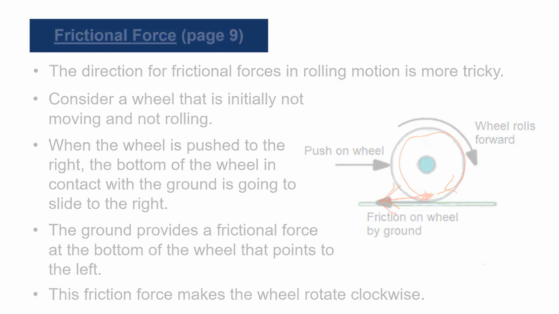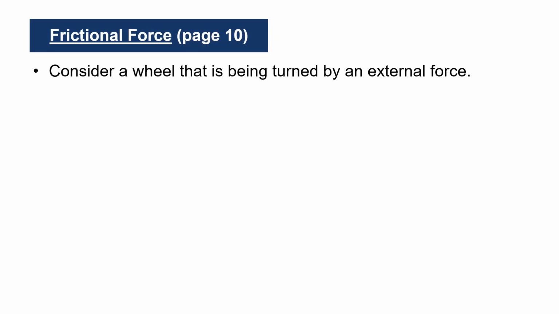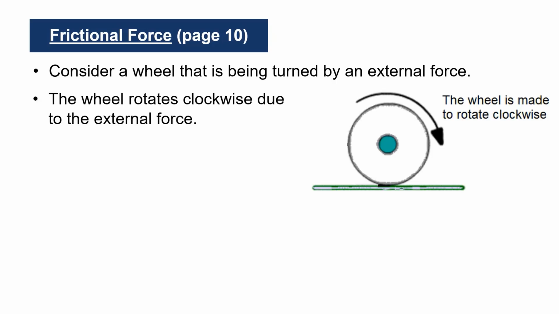Now next, we're going to look at other cases for rolling. Imagine a wheel that's being turned by an external force. You can imagine that the wheel is connected to an engine, or you are pedaling a bicycle tire. So imagine you are the one responsible for providing a force to turn the wheel. So in this case, the wheel is turning. It's turning because there is something that provides a turning moment for it to turn.